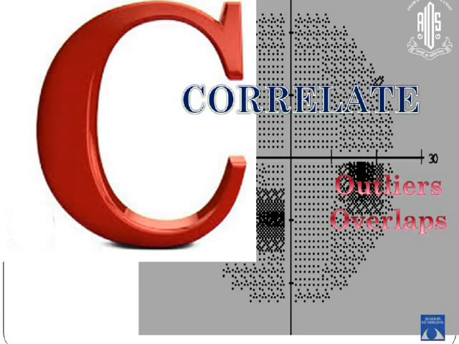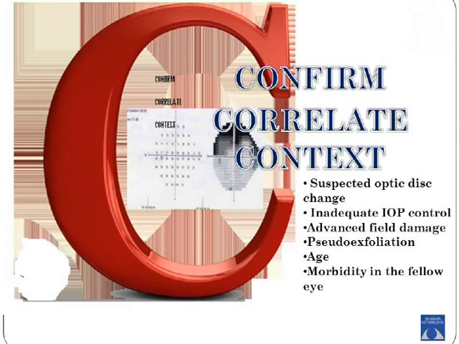Second is correlate. All these tests help you and do not make a decision for you. You have to correlate clinically and rule out any overlaps with any other ocular disease causing a field defect or any outliers. And finally, the context. You have to look at the patient as a whole, look at the IOP control, the age, presence of pseudoexfoliation, and then take your call.